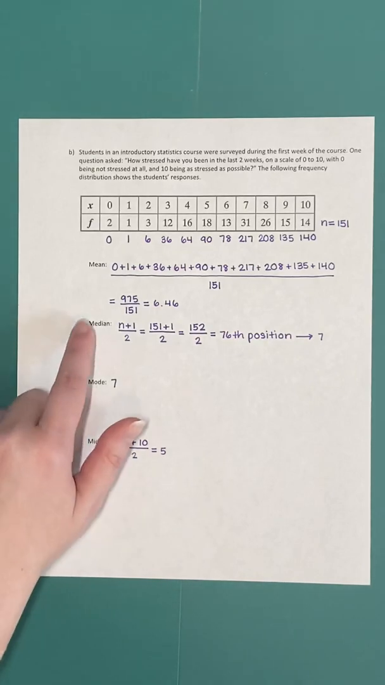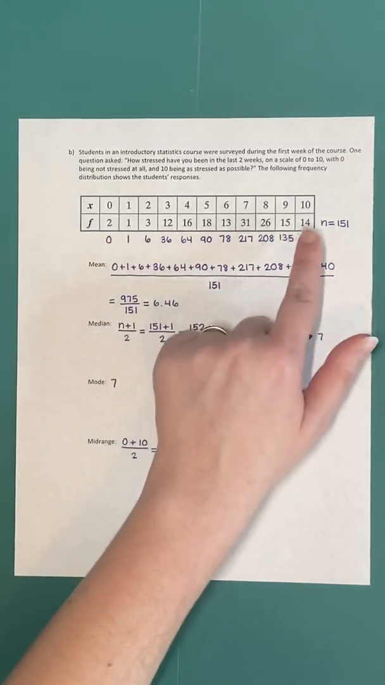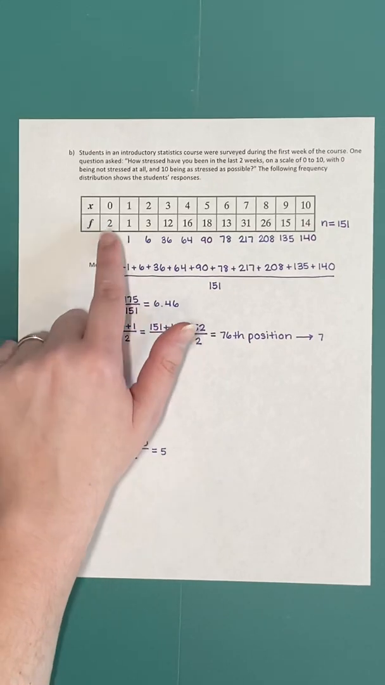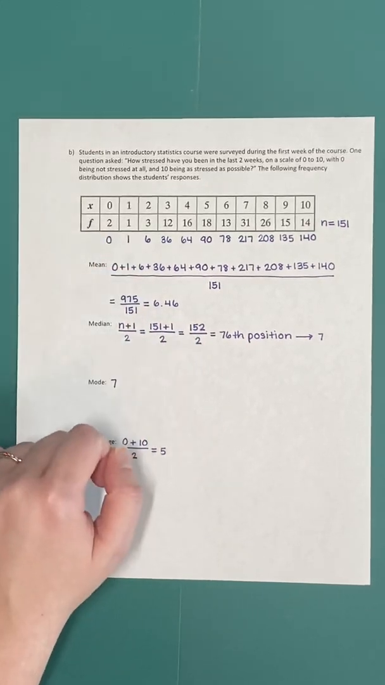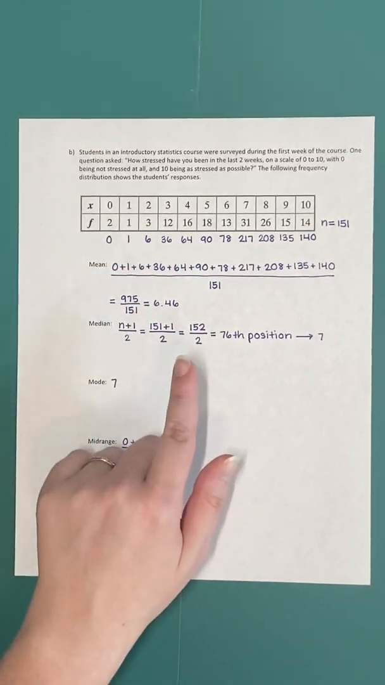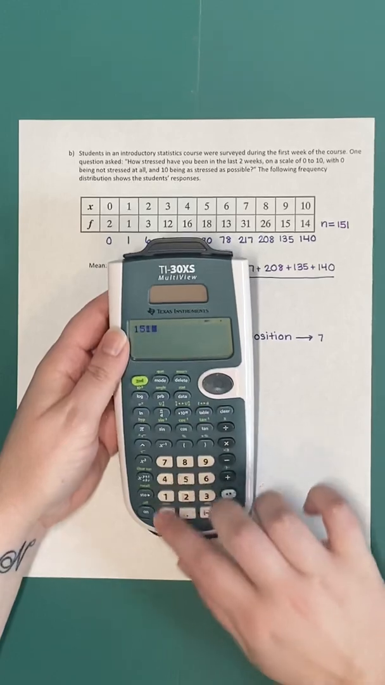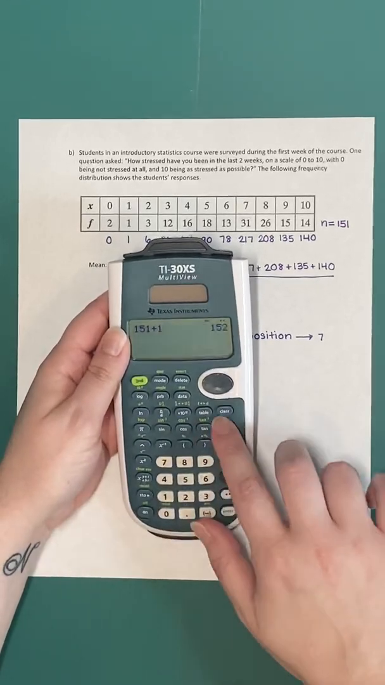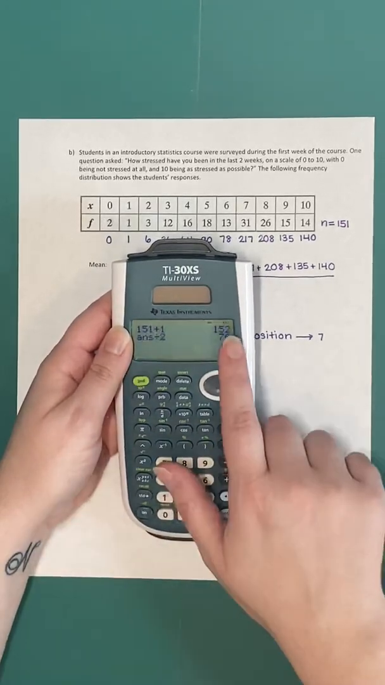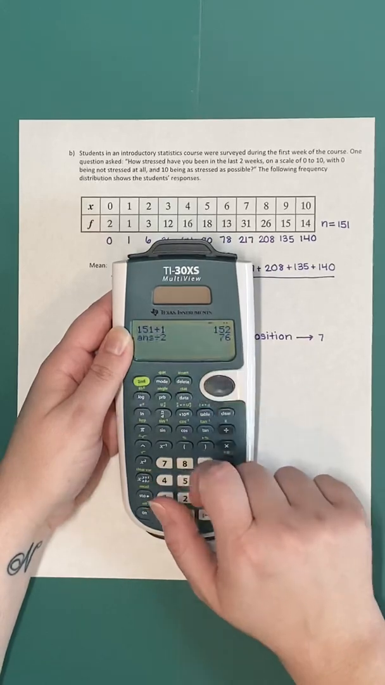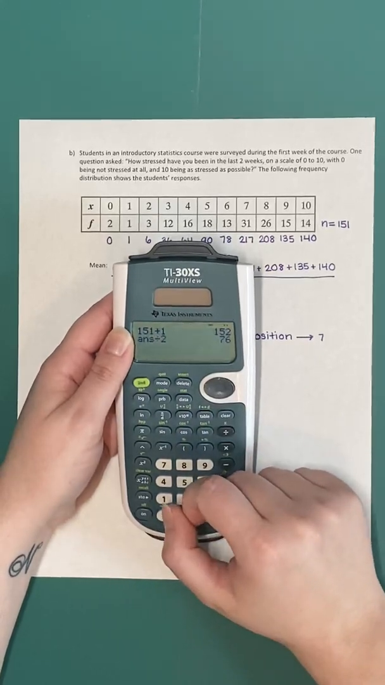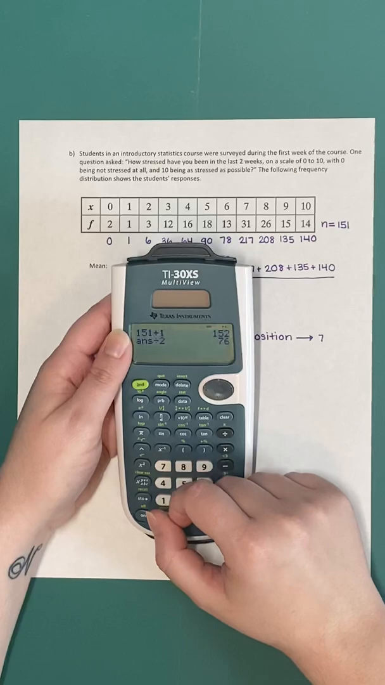Now, what about the median? Well, remember, we don't have the actual list of data. We have an organized frequency distribution of the list. So we can determine the location of the median. So we're going to take our value for n, which is 151. We're going to add 1 to it, and then we're going to divide by 2, which gives us 76. So that says we're in the 76th position in order to find the median.